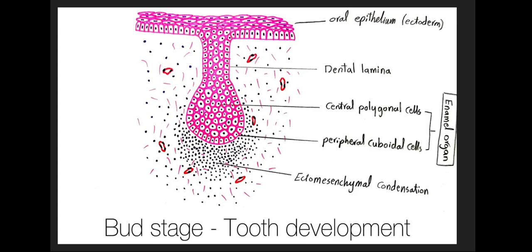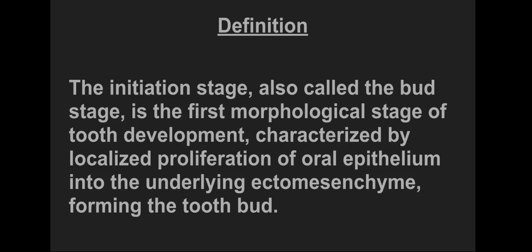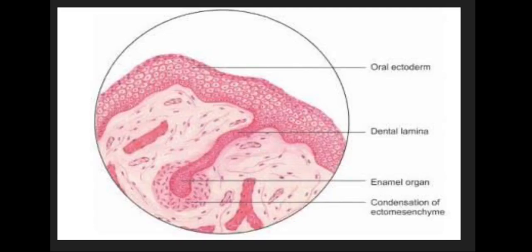First we'll see the initiation stage, which is the bud stage. This diagram you have to draw in your examinations because it is self-explanatory. Take a screenshot and make notes of it. The definition of the bud stage: this is the first morphological stage of tooth development, characterized by localized proliferation of oral epithelium into the underlying ectomesenchyme, forming the tooth bud. This is also a diagram you have to draw exactly like this.